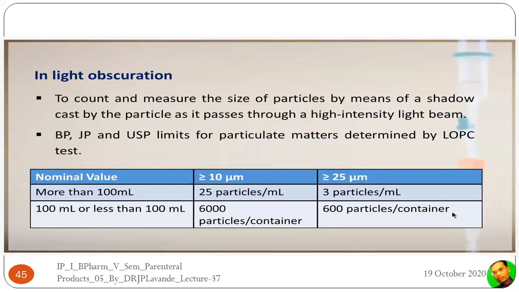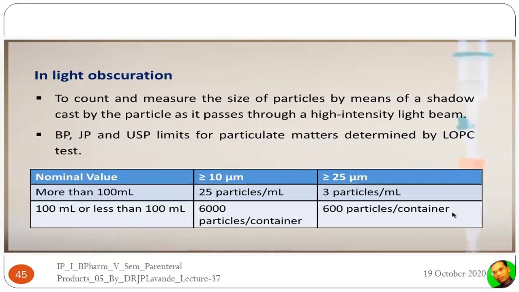Then there is the light obscuration method. The light obscuration method is used to count and measure the size of particles by means of the shadow cast by the particle as it passes through a high sensitivity light beam. As per the British Pharmacopoeia, Japanese Pharmacopoeia, and United States Pharmacopoeia, there are different limits for particulate matter determined by the LOPC test method.